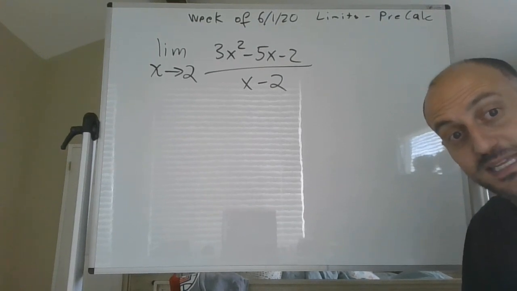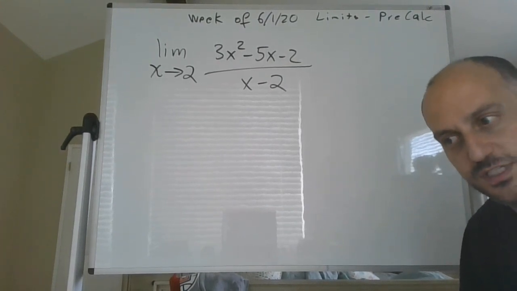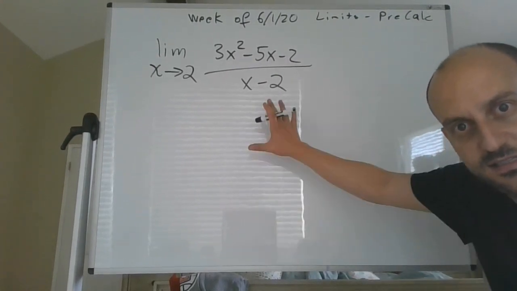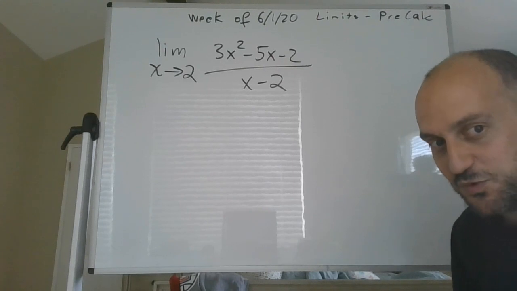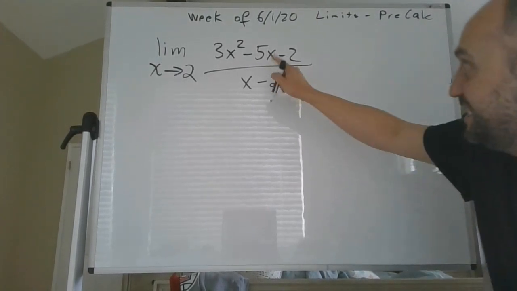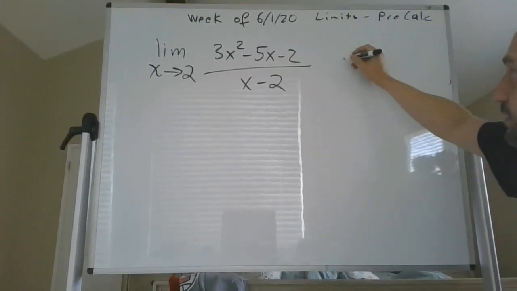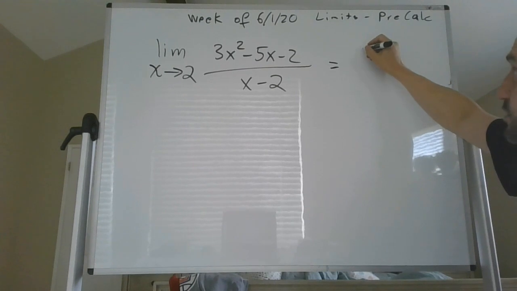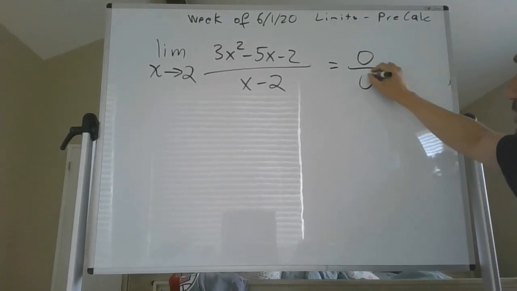Now, you might be tempted to say, oh, well, anything over 0 is done. That's it. Limit does not exist. Boom, done. But you would be wrong actually in this case, because here's what's going to happen. If you were to plug the 2 in, I'm going to fast forward it for you, okay? That over that, you'd actually get 0 over 0.